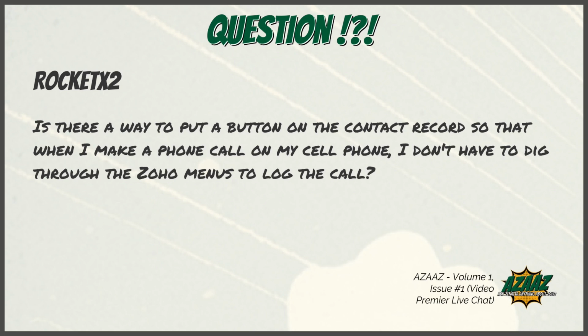All right, I'll read this one. Rocket X2 asked, actually on the last AZAAZ, so we're really just eating our own tails here. He asks, is there a way to put a button on the contact record so that when I make a phone call on my cell phone, I don't have to dig through the Zoho menus to log the call?